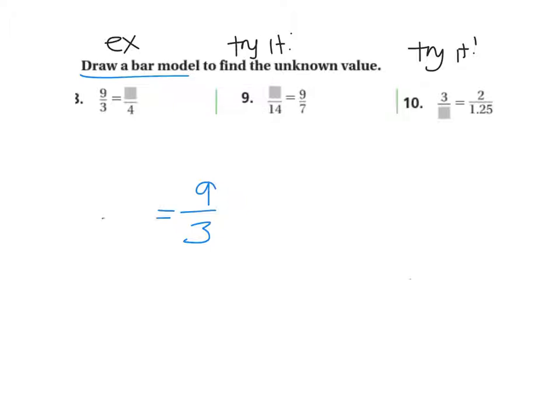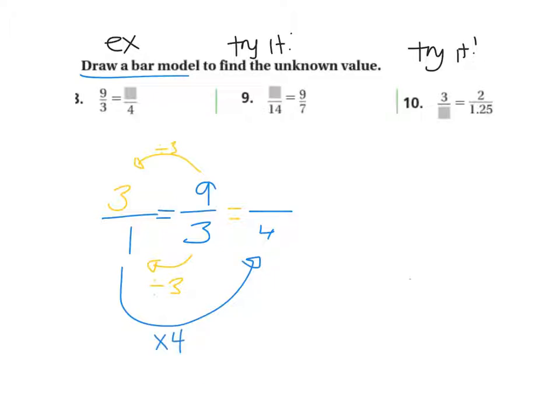And we're going to work backwards first. So we have a fraction on each side. What did I divide by to get 1? I divided by 3. So 9 divided by 3 would also give me 3. And now I'm going to multiply to get 1 to 4. So I'm multiplying by 4. So then I'm multiplying back this direction. It's kind of like a double rainbow. 3 times 4 gives me 12. So the missing number here would be 12.